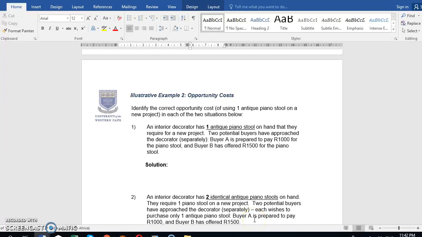Alright guys, so welcome back to example 2 of relevant costing. And example 2 is really going into some more detail with regards to opportunity cost.